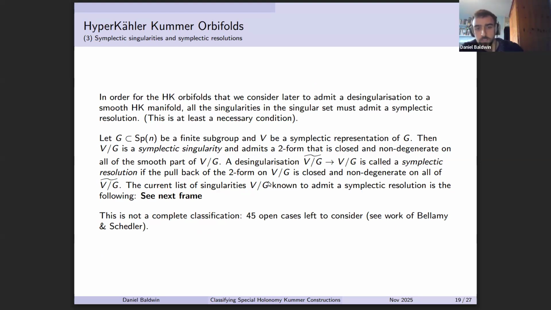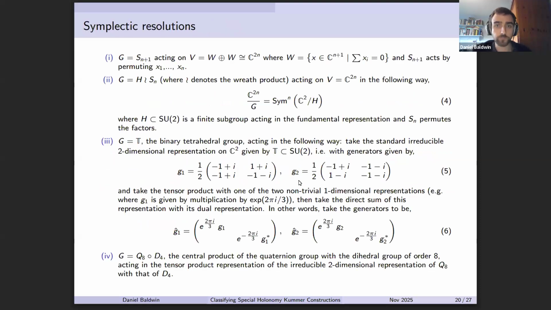So the current list of singularities which are known to admit a symplectic resolution is the following. I won't go into detail on these, but the point is the list is very small. In each dimension 4n, there are these first two bullet points. V mod G always admits a symplectic resolution in these cases. And then in 8 dimensions, there are the last two bullet points as well. So you have these two exceptional guys.